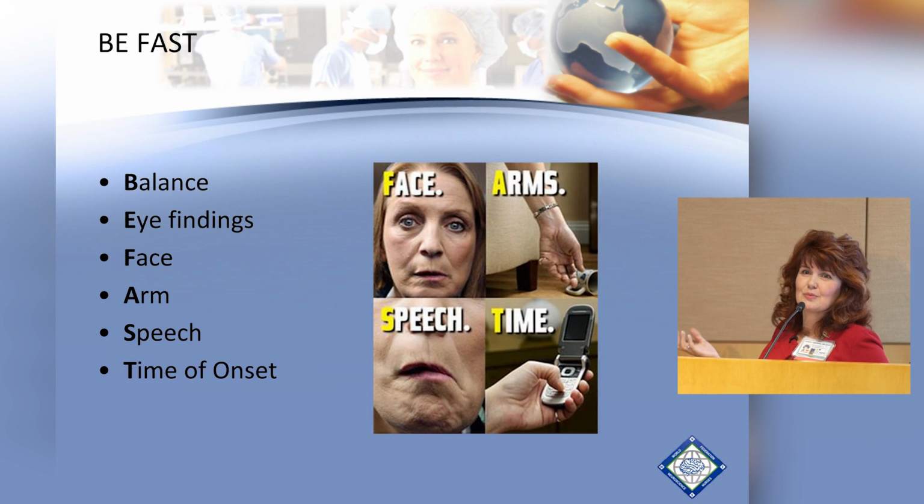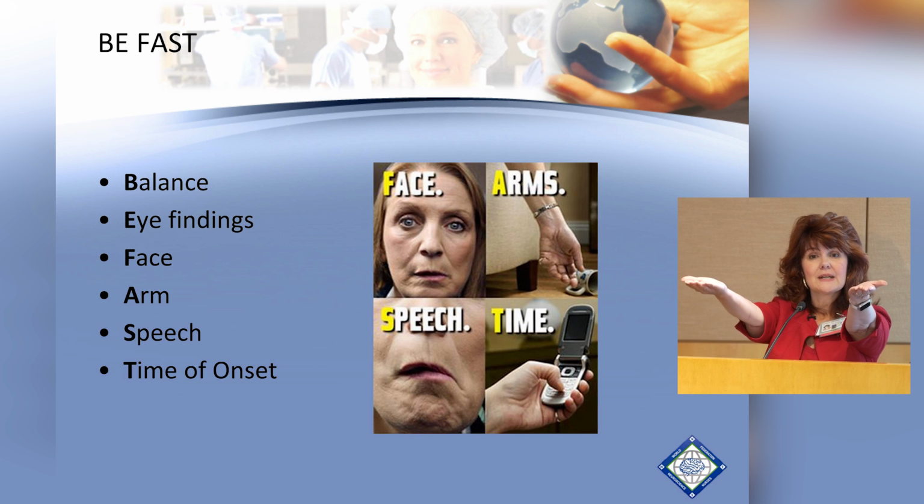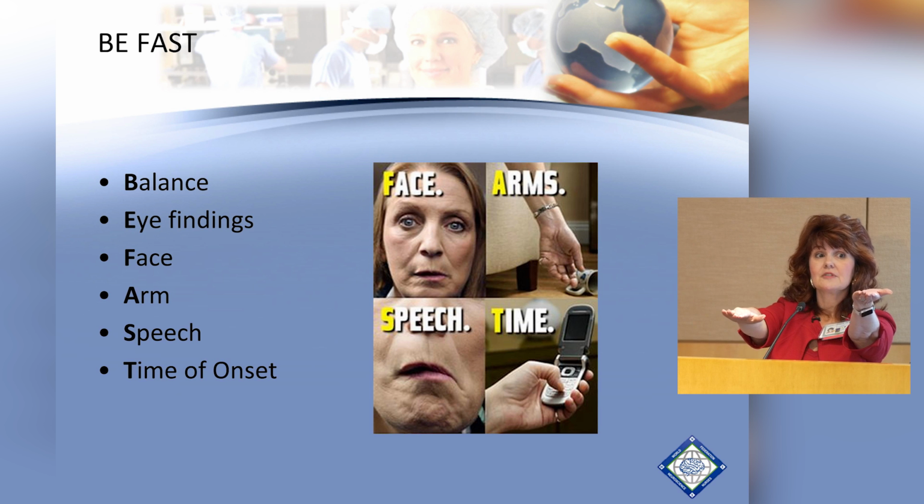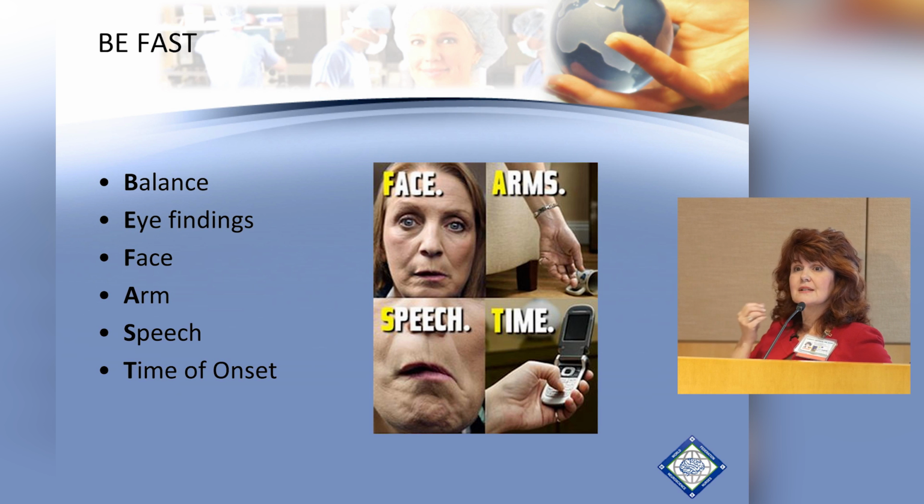So BE-FAST is what we want to be making sure that our emergency departments think about, and that's balance, eye findings, face. Is her face symmetric? So that's that 7th cranial nerve. Arm function, remember, arms straight out, palms up, and you're looking for an extremity drift down. And then speech, difficulty talking or understanding, or dysarthric speech, and also the time of onset. So we want to be clear about when did it start, not when did they wake up or when did I find them, but when were they actually last seen normal if someone didn't observe the symptoms starting.